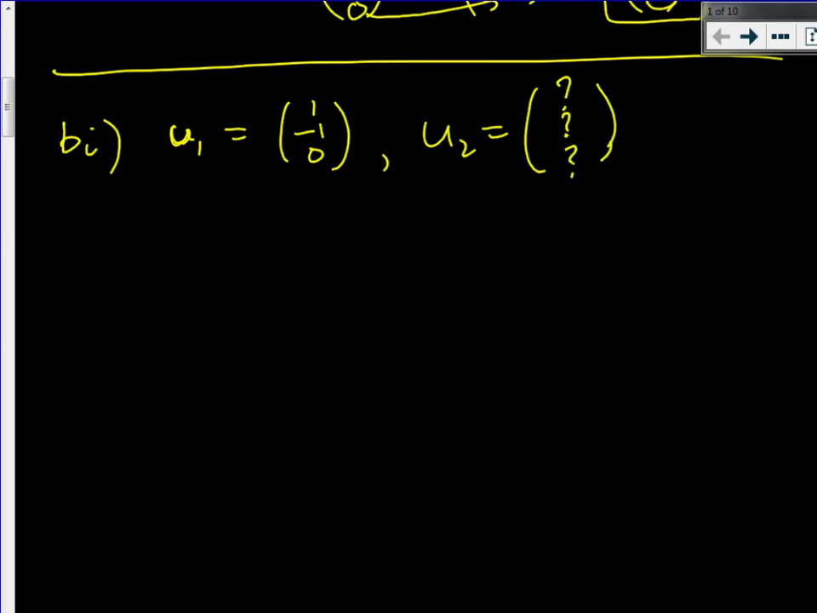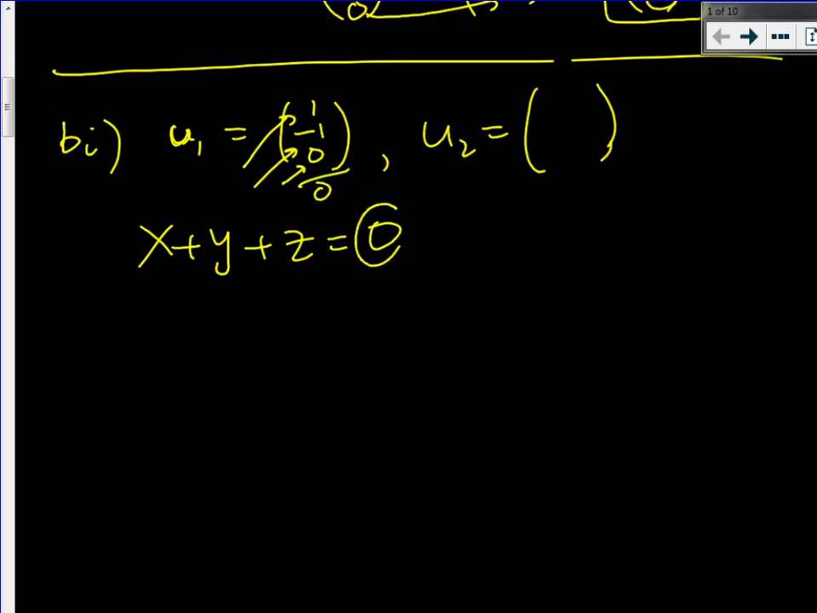What goes there? Now, they want U2 to be in the plane x plus y plus z equals 0. Remember, that's x, that's y, and that's z. And when you add them, you do get 0. So that point is on this plane, x plus y plus z equals 0. Now, the first entry can be whatever you want. The second entry can be whatever you want. But the third one has a problem, because we want it to add up to 0. So it has to be negative a plus b.